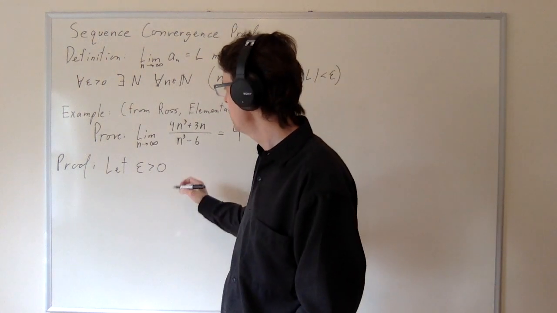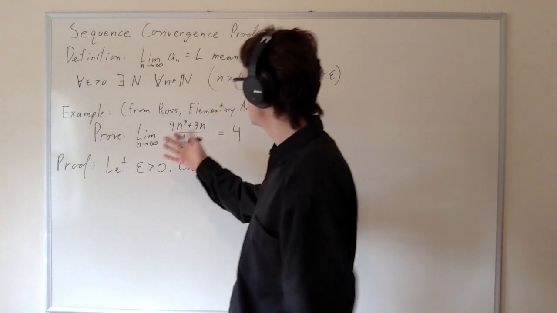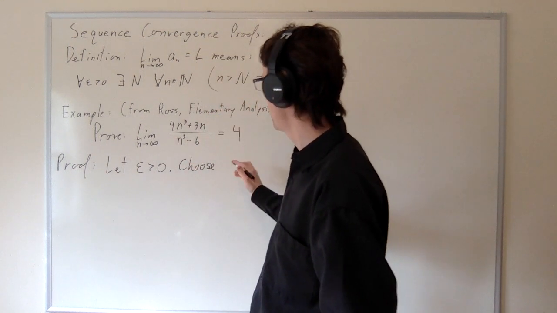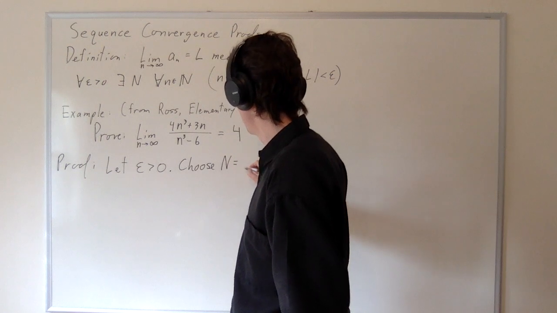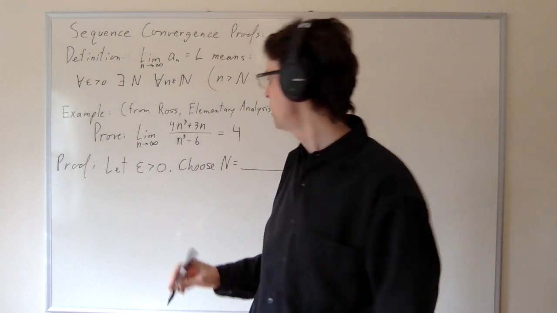So let epsilon be positive, and then we're going to need to choose n. Now, it's premature because we haven't done any algebra. We don't know what to expect. It's premature to hope that we can actually choose the value. But I want to illustrate that logically, this is where the choice has to be made.